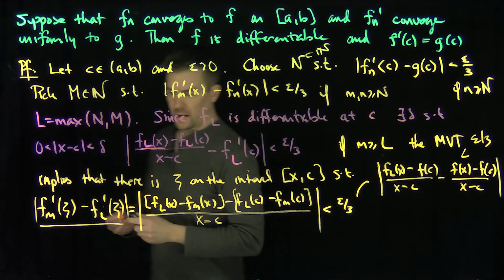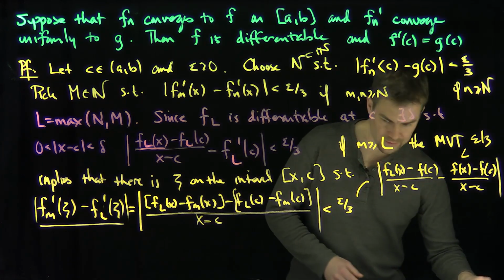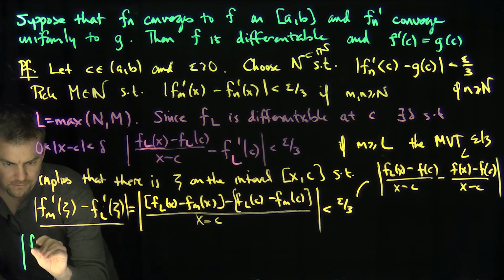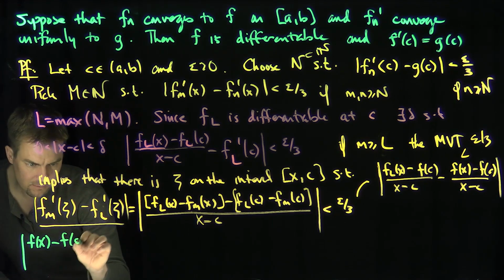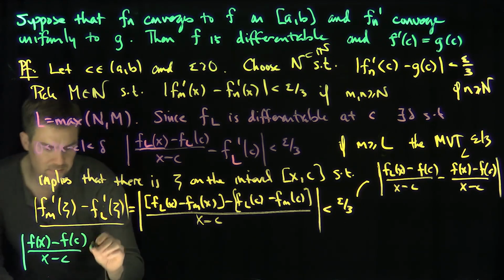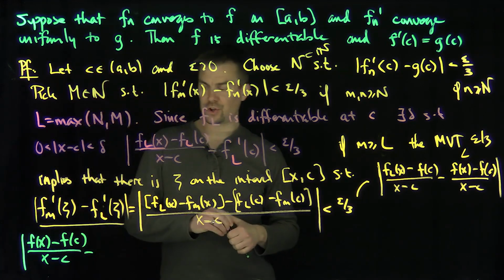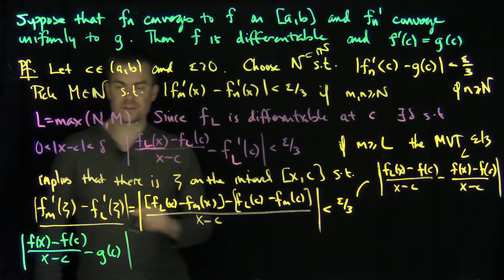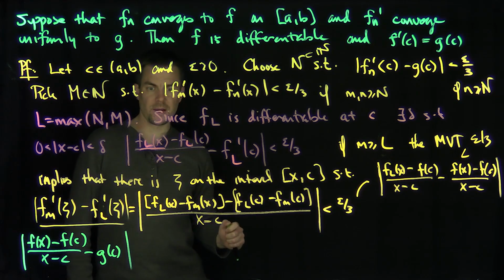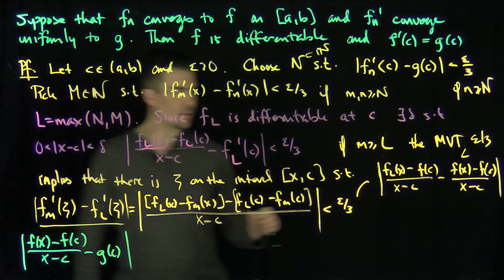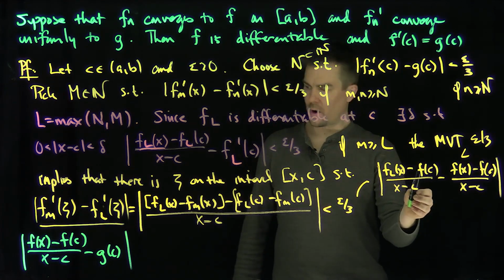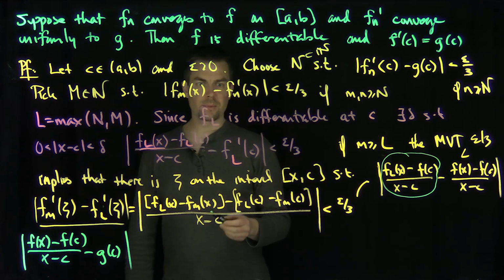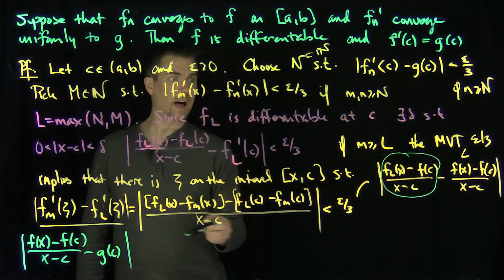Okay, good. And so now what do we do? So now we have 3 terms to estimate. So let's estimate all of our terms. I want to estimate f(x) minus f(c) over x minus c, minus g(c). And into this absolute value, we're going to plug in many things. I'm going to have to fill in this quantity over here, so I'm going to do plus minus this quantity, and then plus minus f_L prime of c.